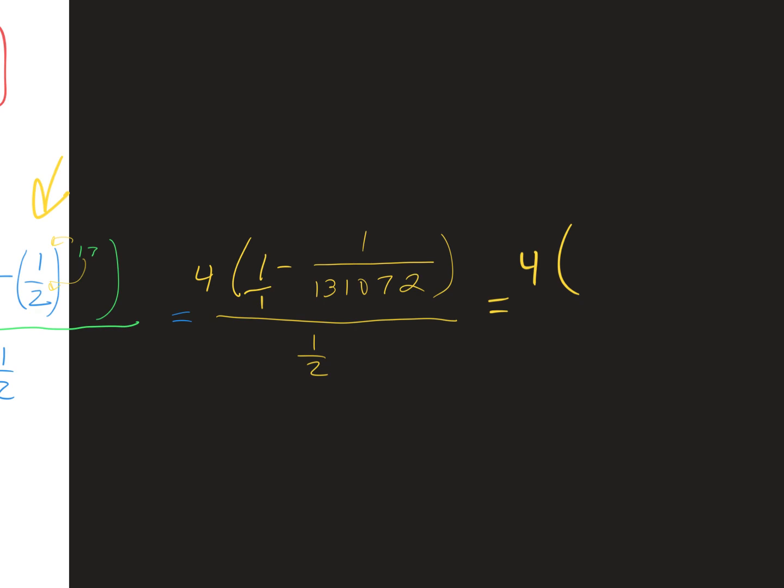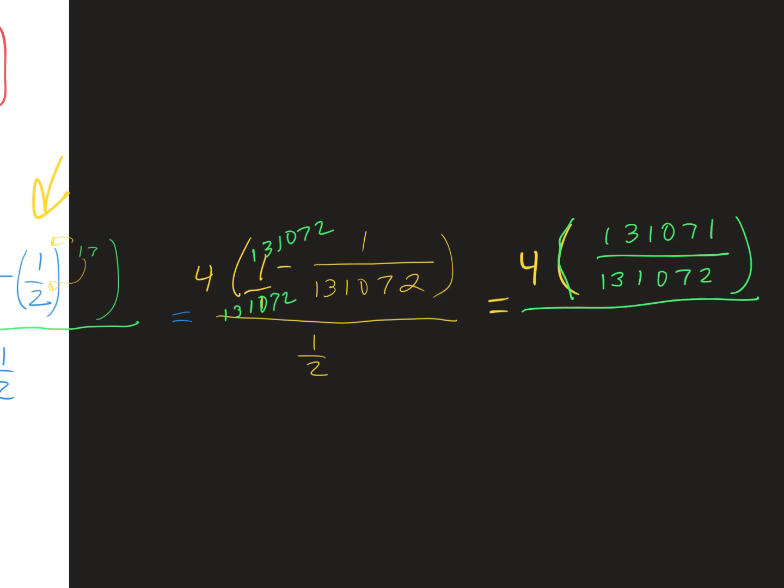But guys, what would a common denominator between these two be? 131072, right? So I could rewrite this as 131072 over 131072. Don't you guys agree? So all this ends up being is 131072 minus 1. It's 131071 over 131072. That's always going to happen because it's always 1 minus.